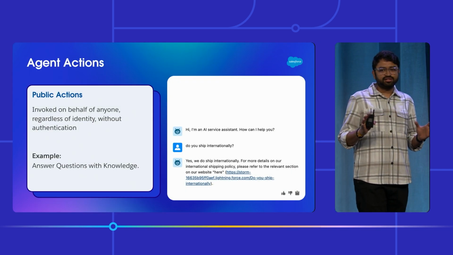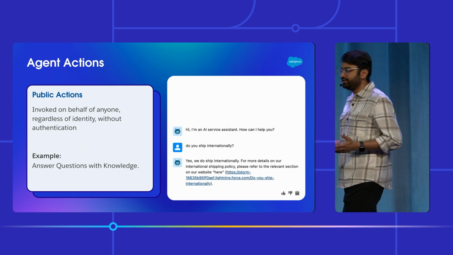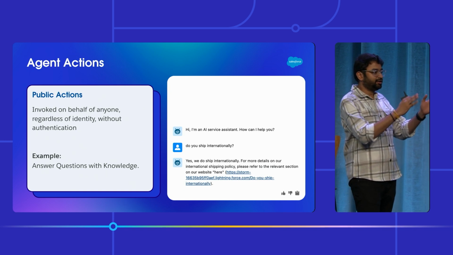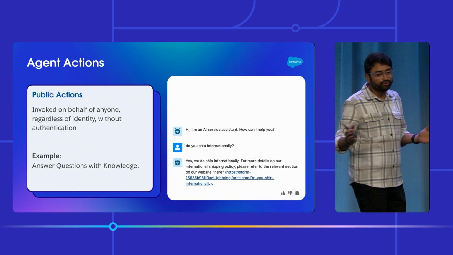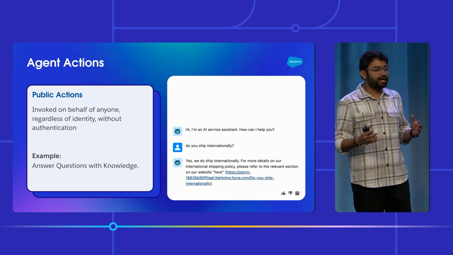To give you an example, let's take public actions. So these are actions that can run on behalf of anyone. You don't need to identify who the user is. For example, if it is an FAQ, it doesn't matter if you're asking or you're asking. It's the same FAQ. And I don't need to validate who you are as well, because I'll return the same response back. So these are public actions.